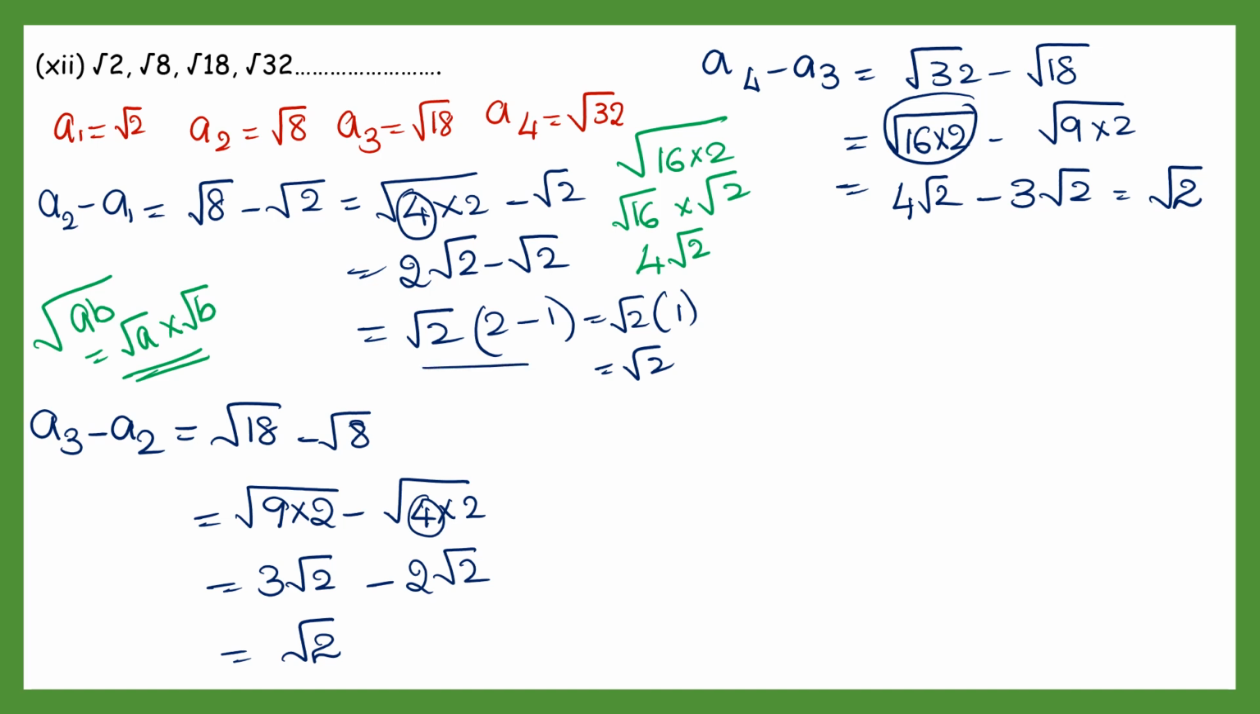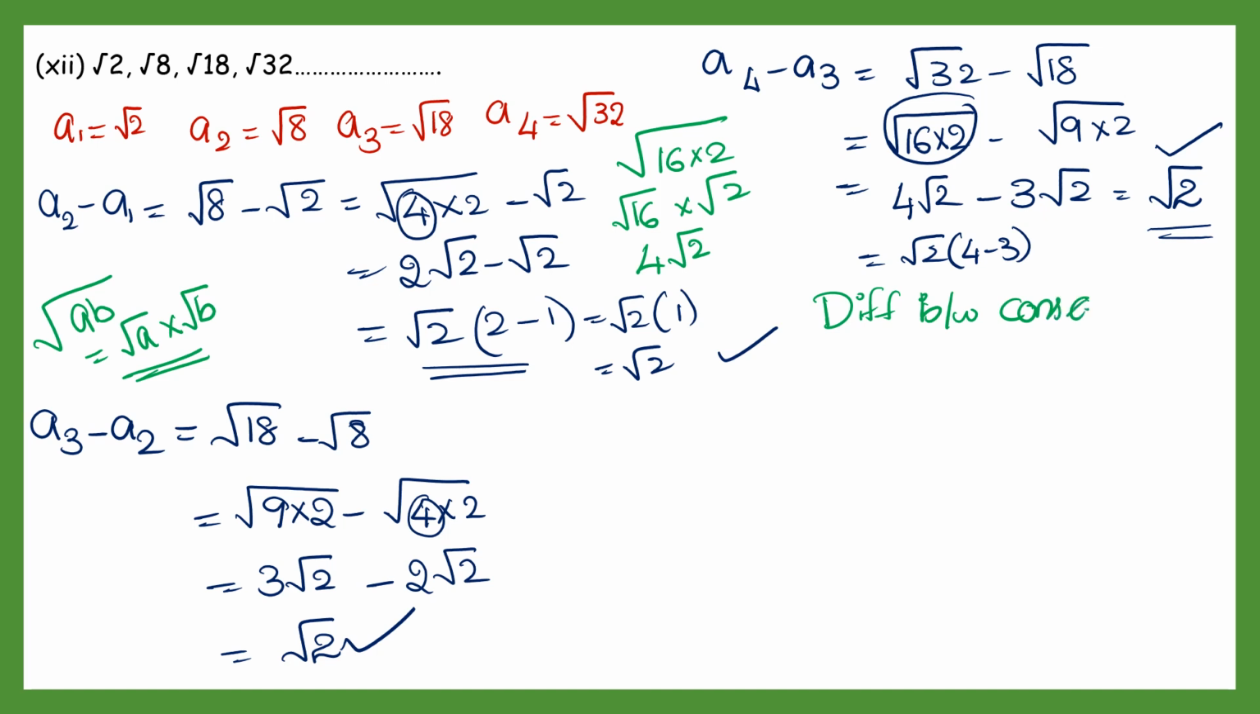So, we can take common like this. You can take root 2 common. 4 minus 3 is 1. So, you can write root 2, or 1 root 2. Now, if you observe, the difference between consecutive terms is always root 2. The difference between consecutive terms is the same. Hence, the list is in arithmetic progression.